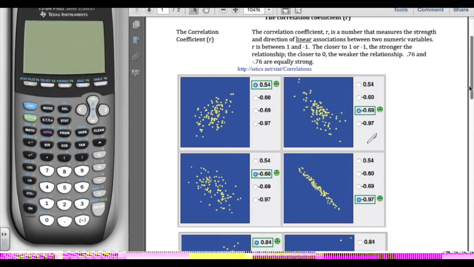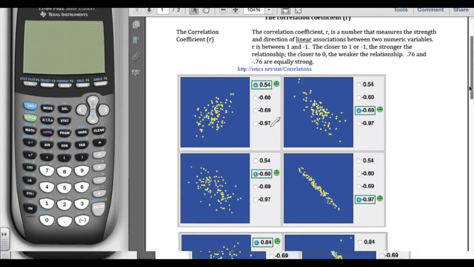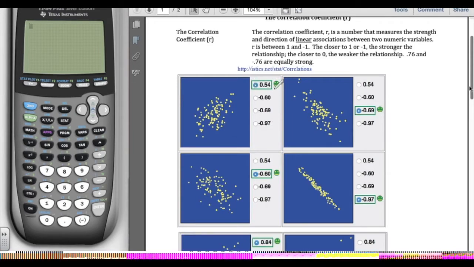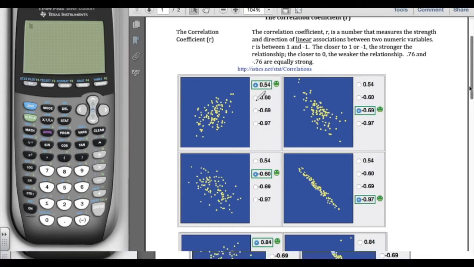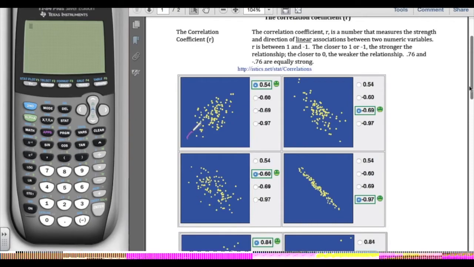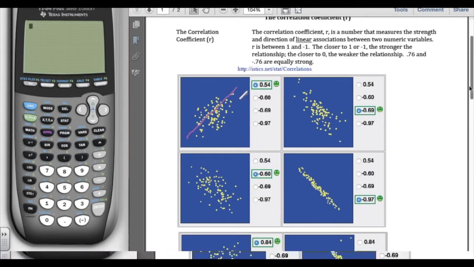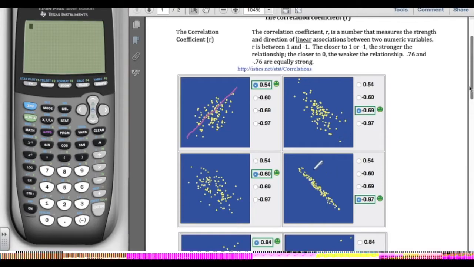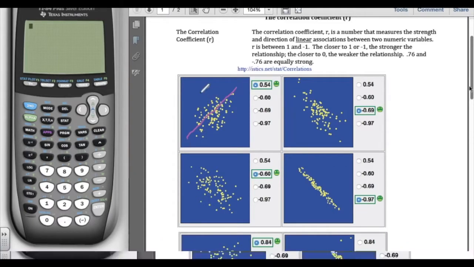If I look at the r values, I get a positive 0.54, a negative 0.60, a negative 0.69, and a negative 0.97. First off, note there's only one positive r value, and only one of these has a positive trend. This one in the top left is the only one that's headed up. This one is headed down, bottom right is headed down, bottom left is headed down. So I know this one has to be 0.54, and we can see it's kind of moderate. I can see a pattern, but it's not very strong.